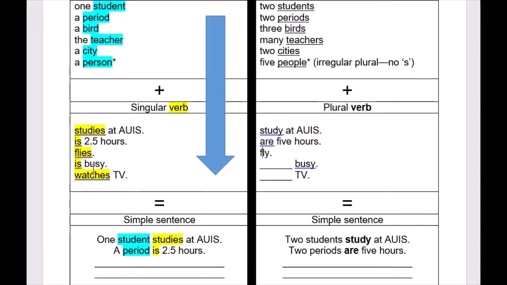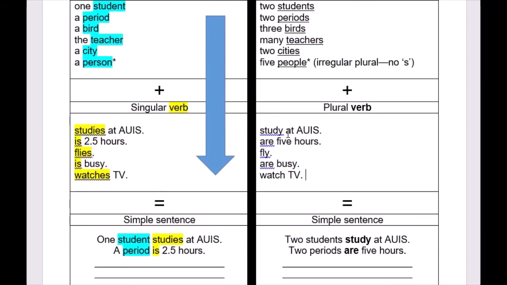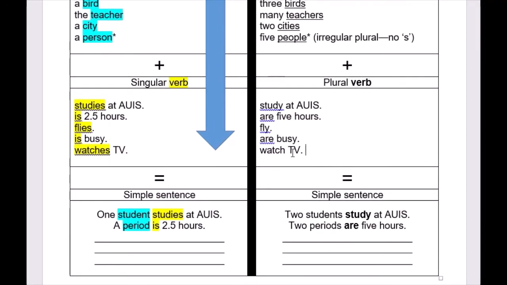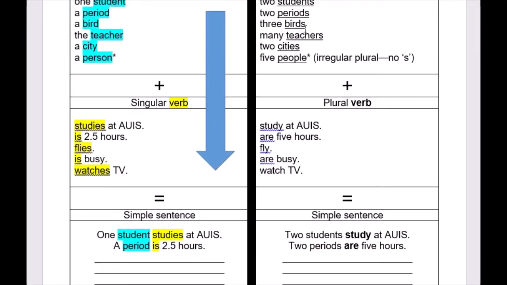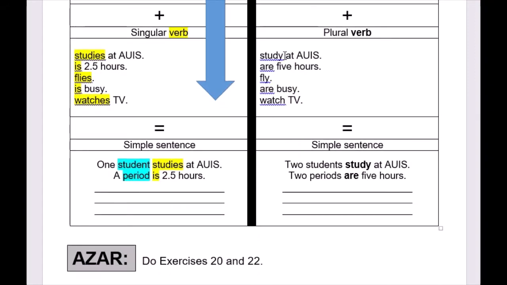The teacher is busy. Many teachers are busy, okay? A person watches TV. 5 people watch TV, okay? So plural nouns, we don't use S with the verb, okay? So you can copy these 5 sentences. You can do the other 3, okay? And you can write that in your notebook.